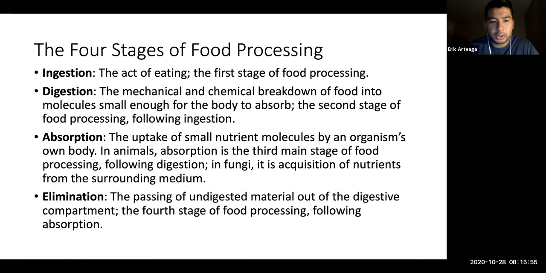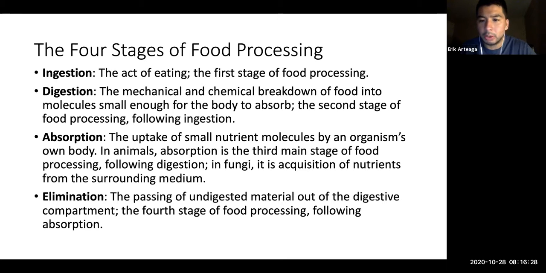All right, the 4 stages of food processing. We have ingestion, digestion, absorption, and elimination, okay? So ingestion is the act of eating, the first stage of the food process, right? And this includes chewing, biting, masticating. There are enzymes that are important for the breakdown of various different polymers upon ingestion, right? So think of the amylase that we have in our saliva. There is an enzyme that's produced in our own saliva that actually breaks down starch. And that's called amylase.